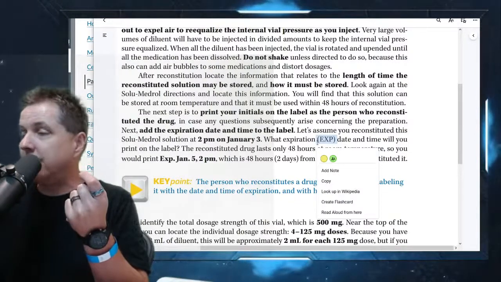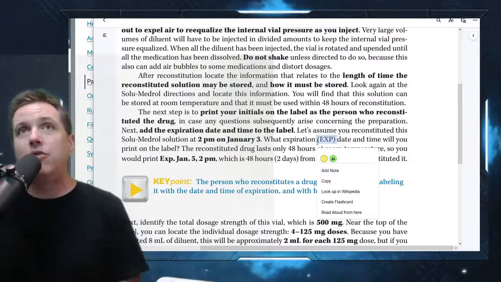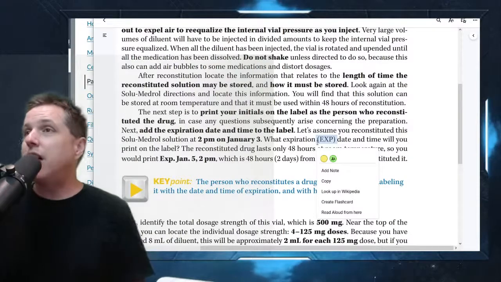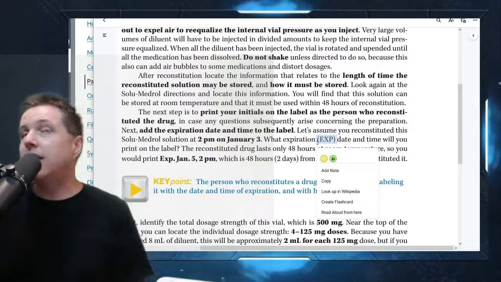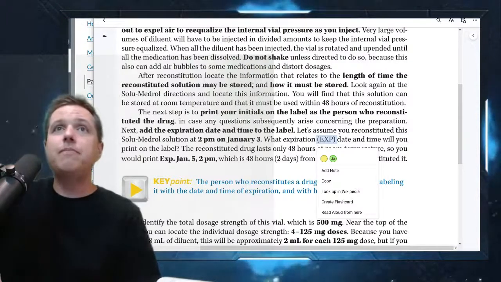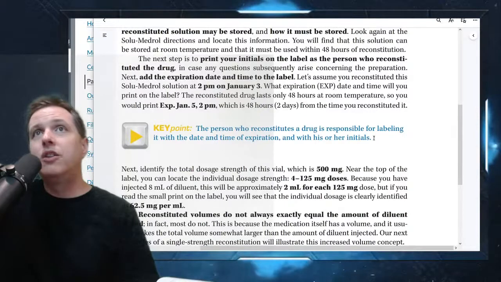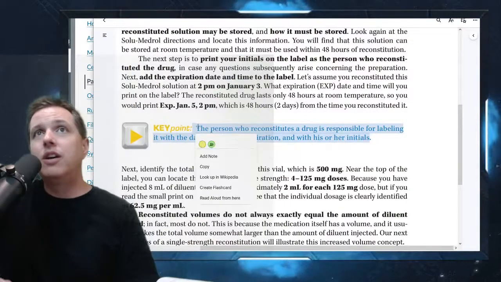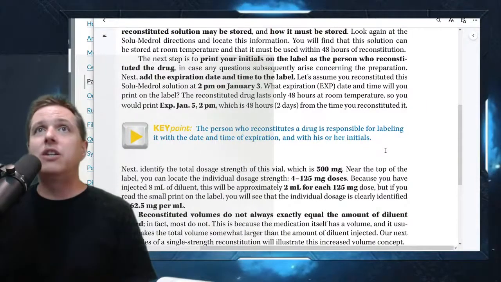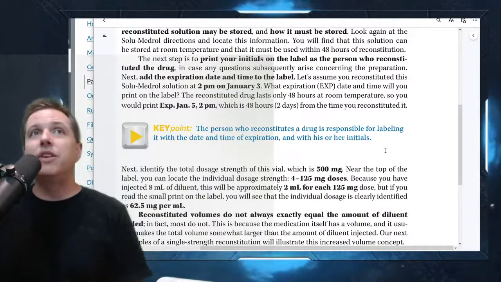If you're the person mixing this up and then there's some left over and you're leaving it for a person who's going to come after you, you need to make sure it's very clear at which point they should not be using it anymore with the expiration date and time. And then they say here, key point. The person who reconstitutes a drug is responsible for labeling it with the date and time of expiration with his or her initials. That way, if there's any question, it can be figured out, right?